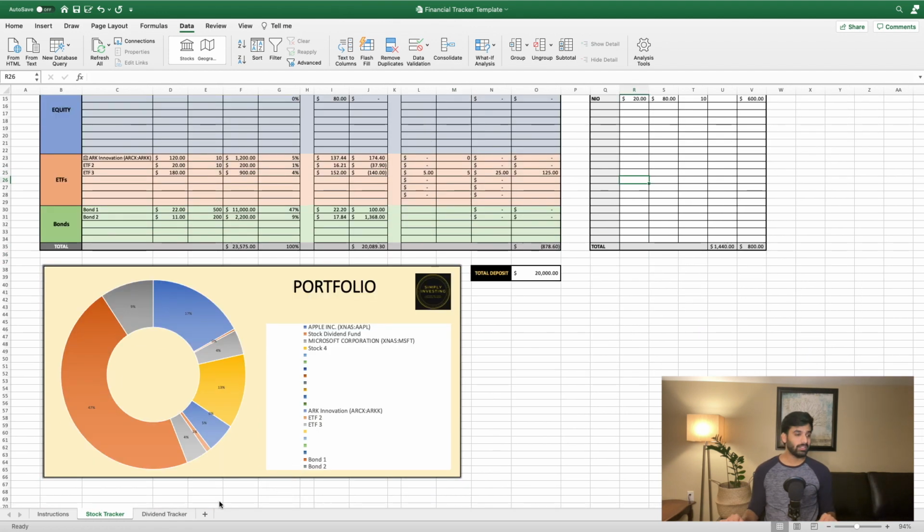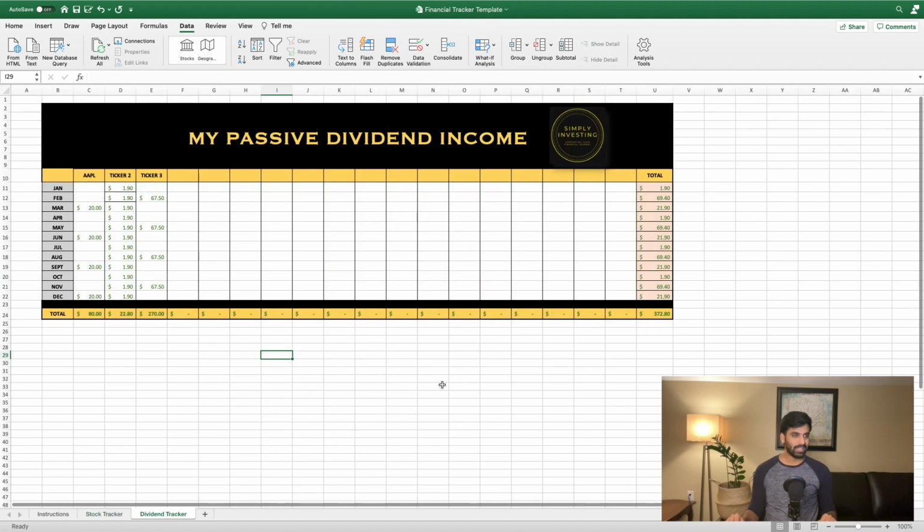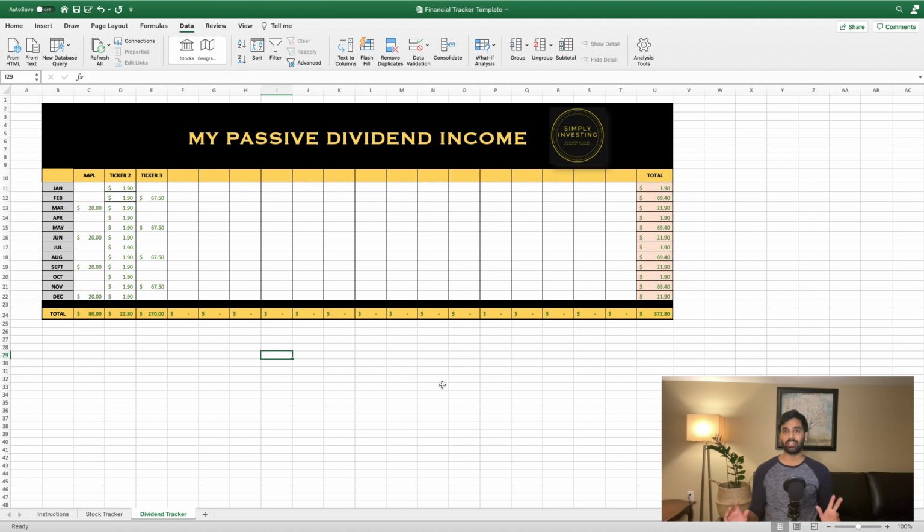And last but not the least is the dividend tracker. And this is really where the idea of starting a financial tracker began. And this is a wonderful way to just look at your monthly reports from your brokerage and just enter it. And it gives you an idea of how much you're expecting in dividends and how the year is going so far. So if you're not happy with the amount of dividends you're getting, it's probably a good sign for you to maybe purchase some of those dividend stocks or ETFs that do offer those dividends.